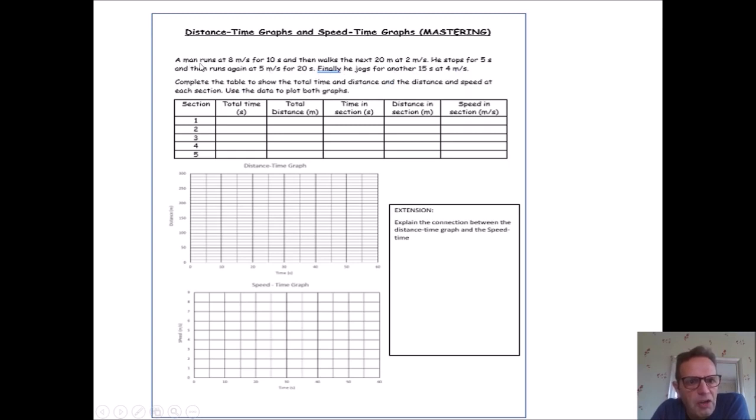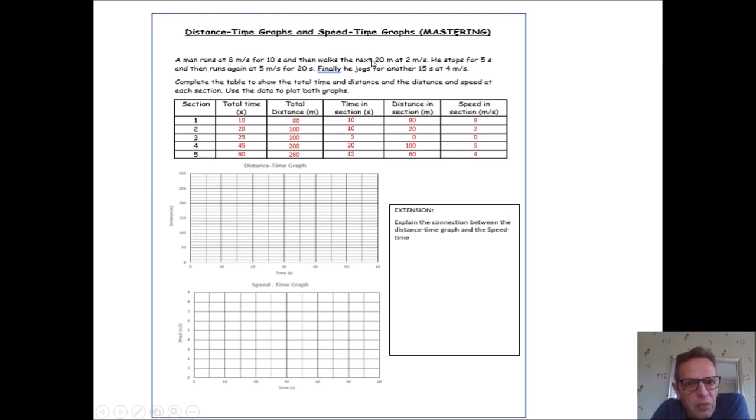So section 1 is where he's running. He runs for 10 seconds, and he runs at 8 metres per second. So in that time he will run 80 metres. The time for that section will be the 10 seconds. The distance in that section will be the 80 metres, and the speed it's told us is 8 metres per second. I'll fill all those in so you can see them.